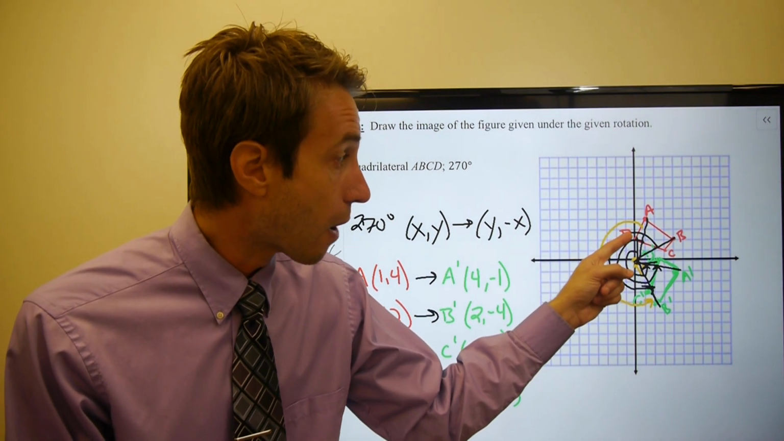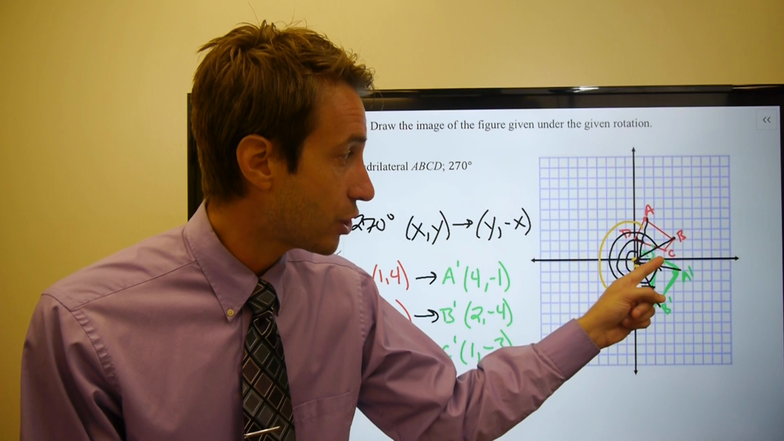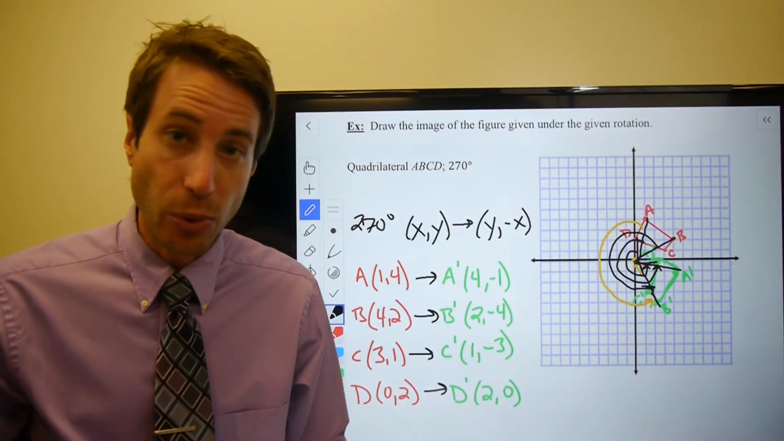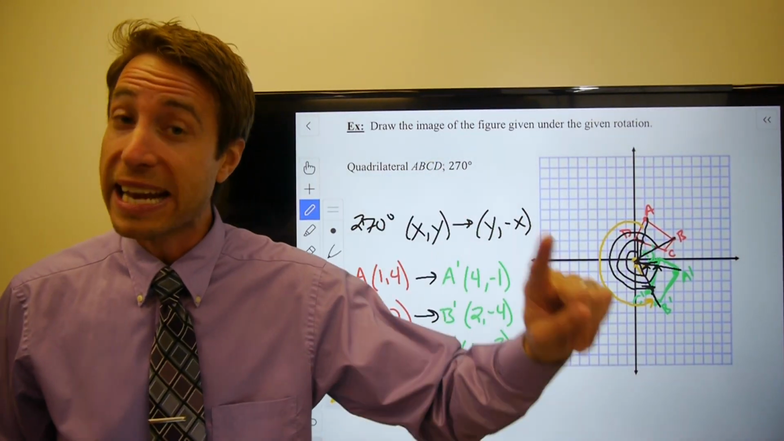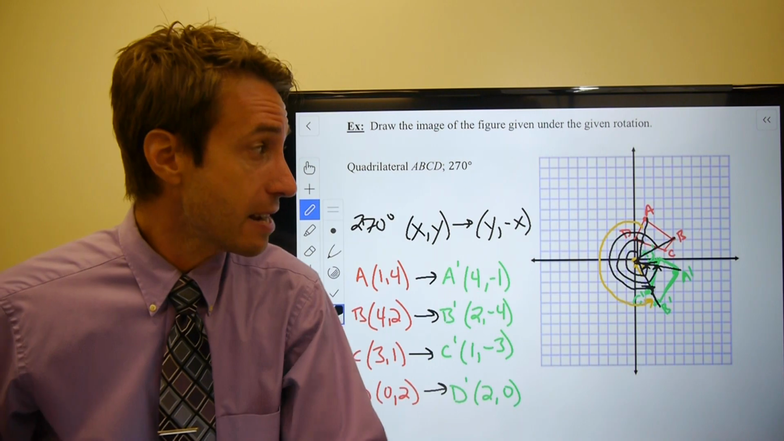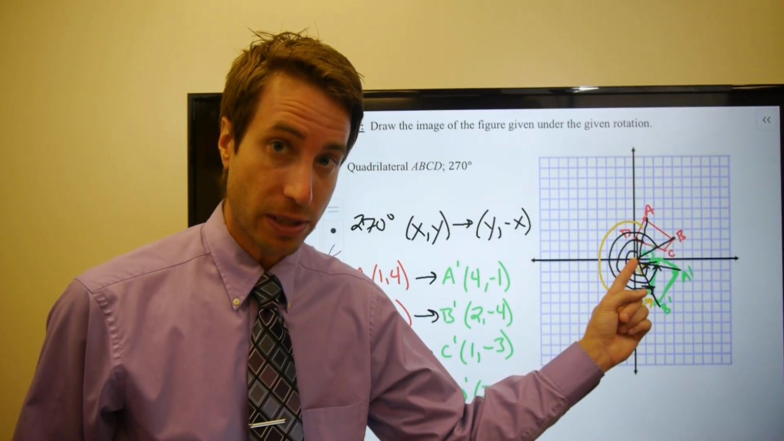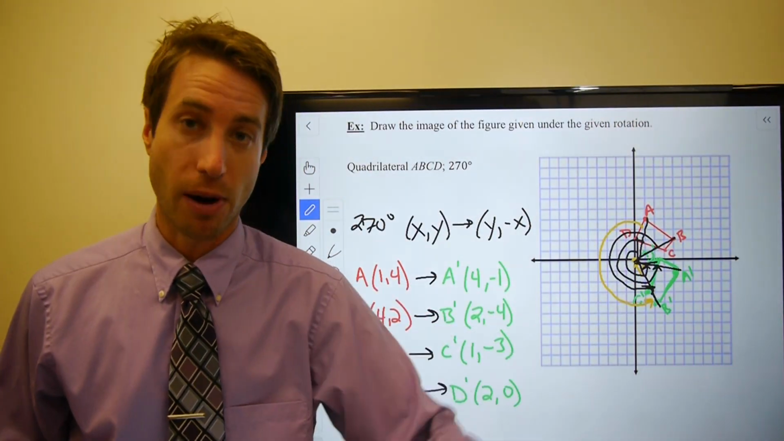Just draw a line from D to your point of rotation, and then from that point of rotation to D prime. That distance, that angle of rotation, is 270 degrees. It's going back to that idea: every point gets rotated the same angle measure and maintains the exact same distance from the point of rotation to both images, D to D prime, okay?